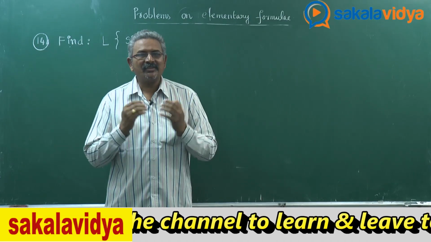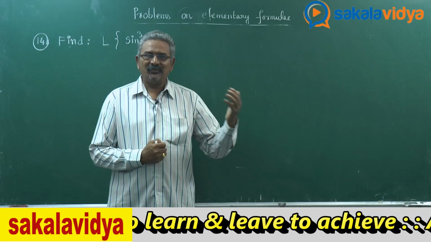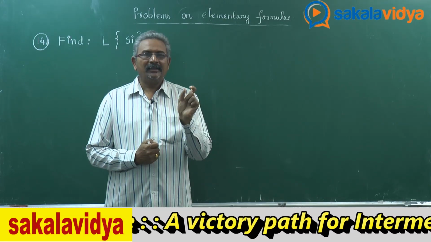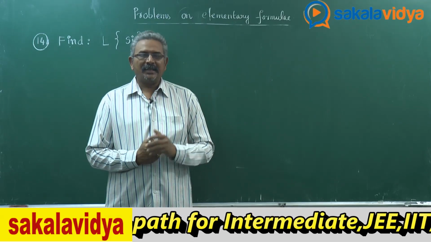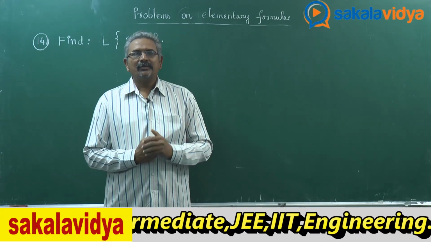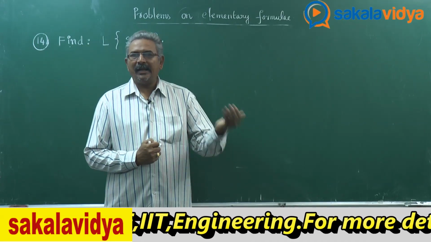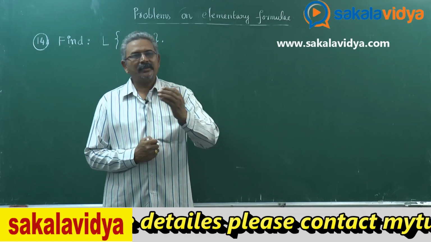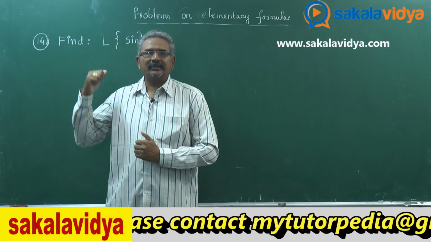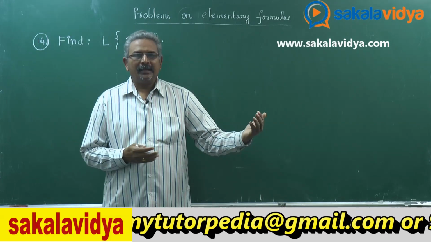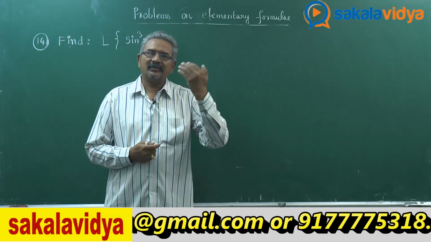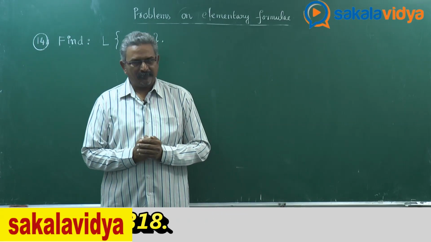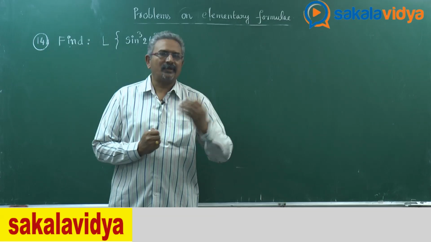What does sin 3a stand for? Sin 3a equals 3 sin a minus 4 sin cube a. Now here we need to express the sin cube a value in terms of sin 3a and sin a. After that, in the place of a, if we replace 2t, sin cube 2t can be expressed in terms of sin 2t as well as sin 6t. So that easily we can apply the basic formulae in order to find the Laplace transform.